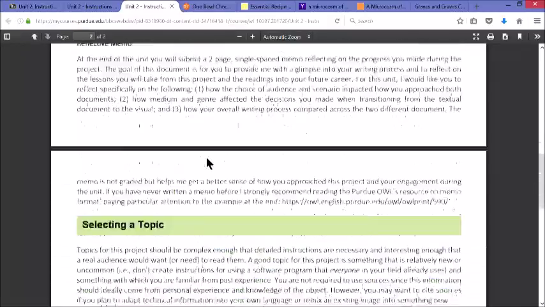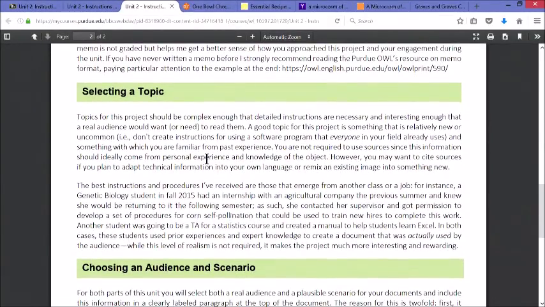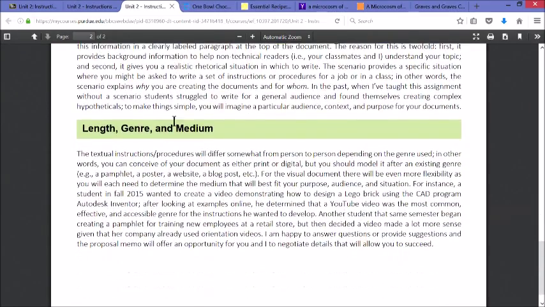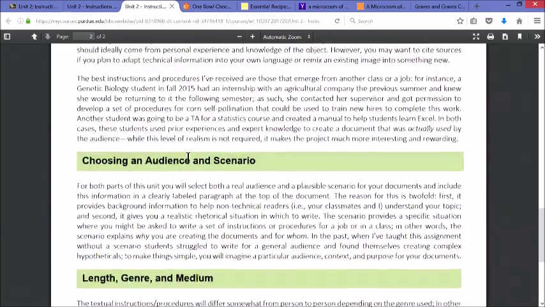I'll come back to the assignment sheet here in a second, but it talks in a little bit more detail about selecting a topic, choosing an audience and scenario, what the length, genre, and medium should look like, and that kind of information.